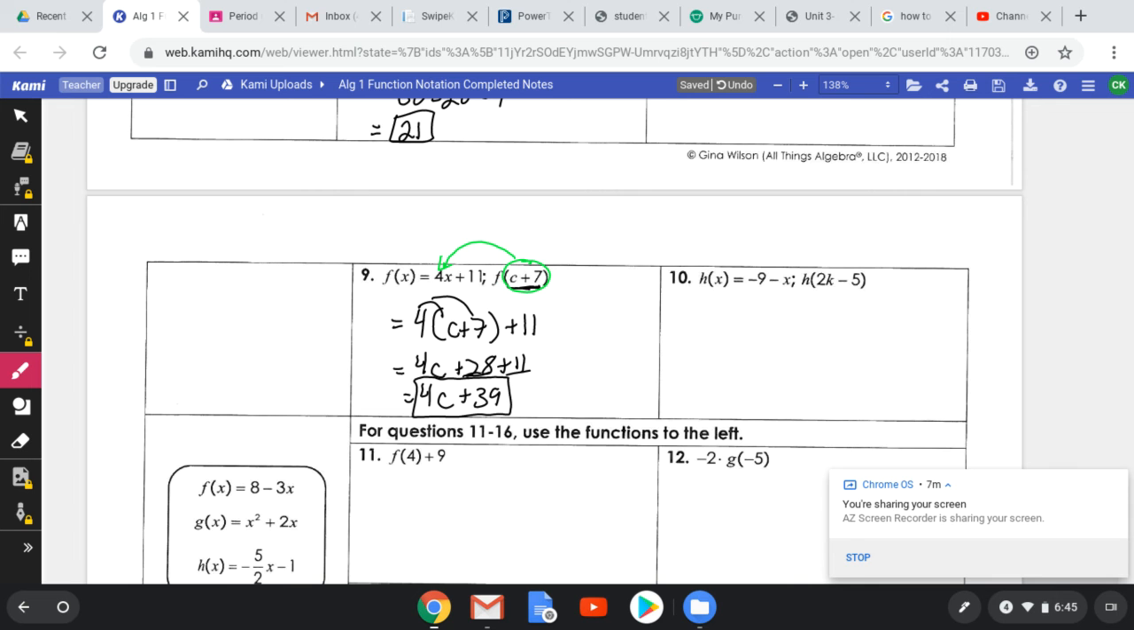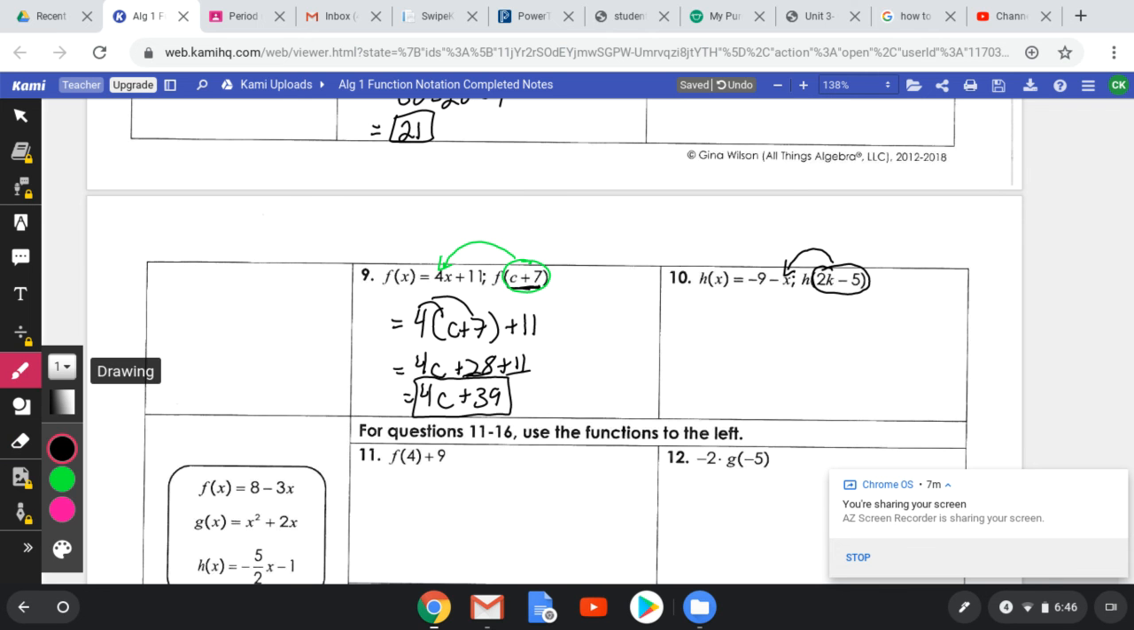So as another example, let's look at number 10. Number 10 says h of x equals negative 9 minus x. Find h of 2k minus 5. So what this means here is that you're going to take this 2k minus 5 and plug it in for everywhere you see an x. Because again, the definition says h of x. Everywhere I see an x, plug in 2k minus 5.